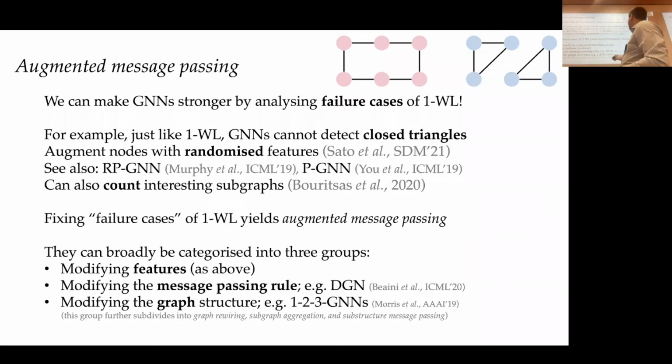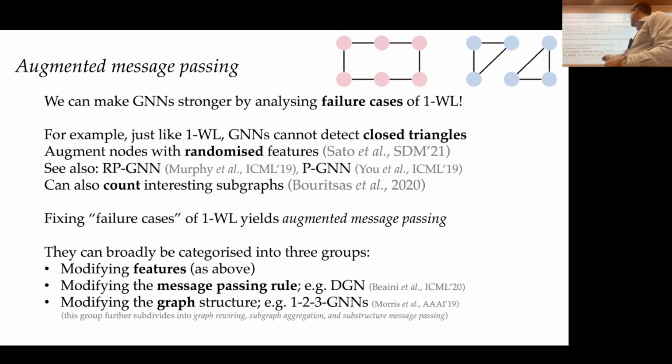The directional graph network is a really good example of this. Or you could also modify the graph structure you're doing message passing over. One standard example is this 1, 2, 3 GNN, which, according to the question Joao was asking, represents features in tuples of nodes rather than just a single node. And that way allows you to model more complicated triplet structures in the graph, for example.